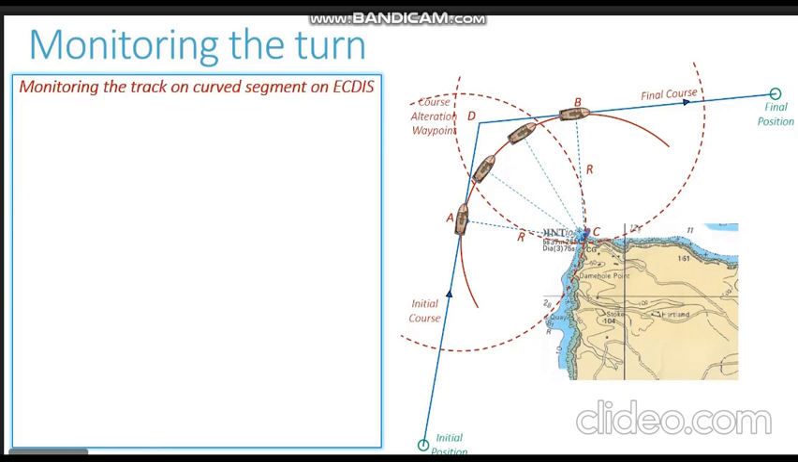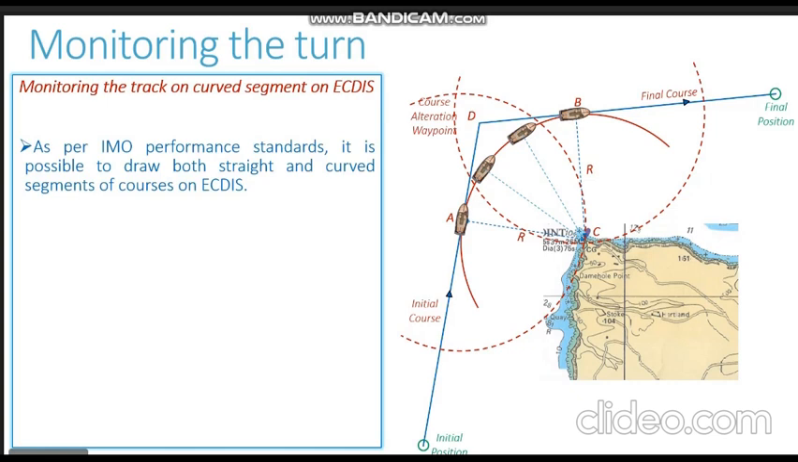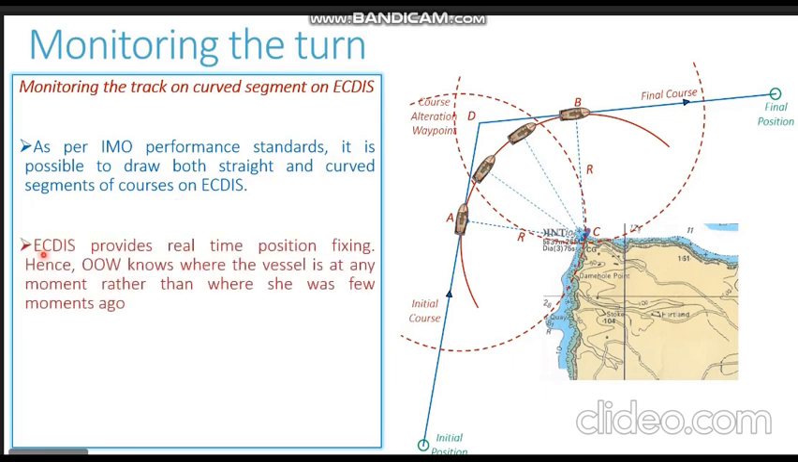The next scenario: if we do not have a visible object and we do not have a radar conspicuous object, then the option available to us to monitor our progress along the curved path is by using the EGDIS. As per the minimum performance standards for the EGDIS equipment, it is possible to draw both straight and curved segments of courses on the EGDIS. EGDIS also provides us with real-time position fixing. Hence, the navigator knows where the vessel is at any particular moment.